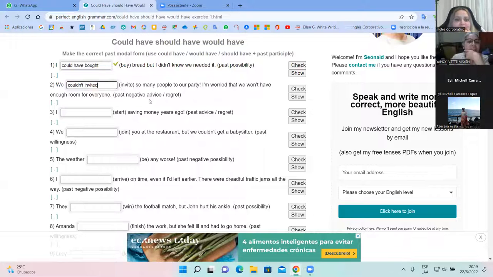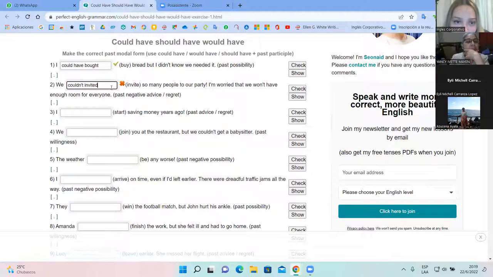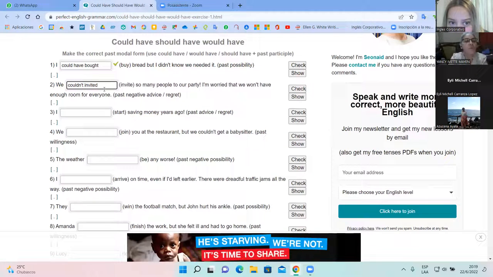Yes. It says it's a piece of advice. Regret. I don't know. Regret. What does regret mean? Do you know? Arrepentimiento. Oh, yes. I tried. No. Have. I forget. Have. Okay. I forgot. Have. I'm worried that they won't have enough time for everyone.